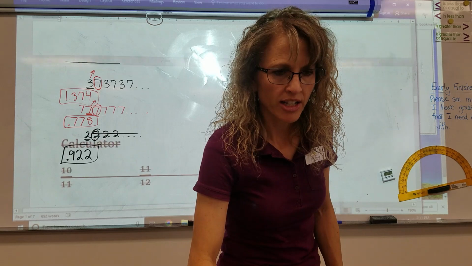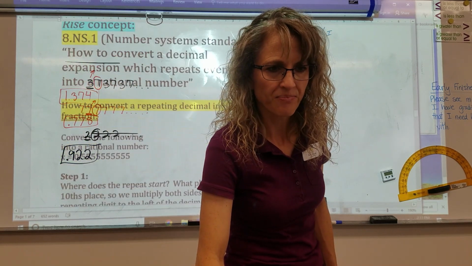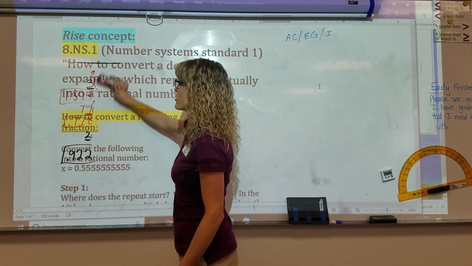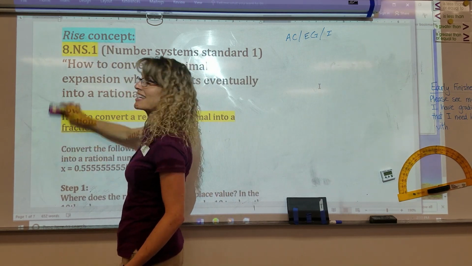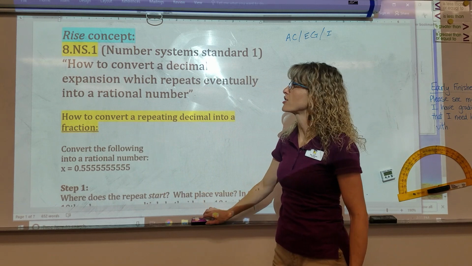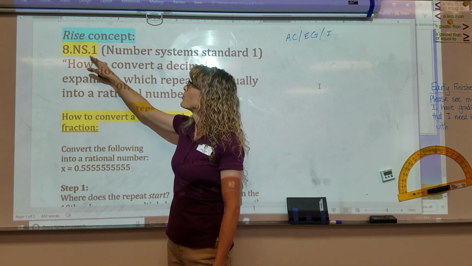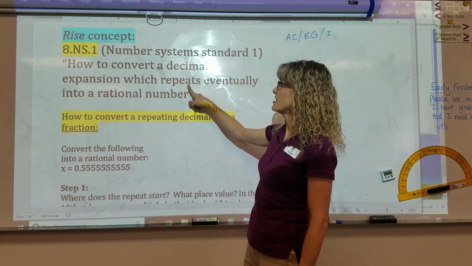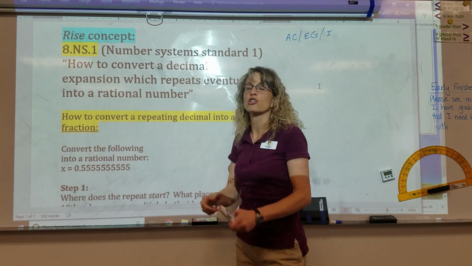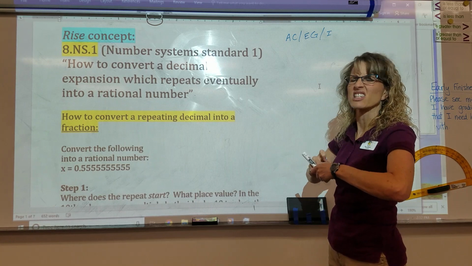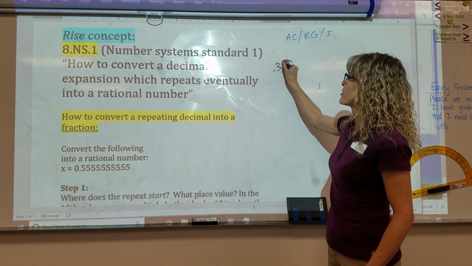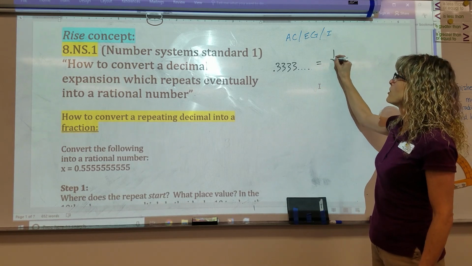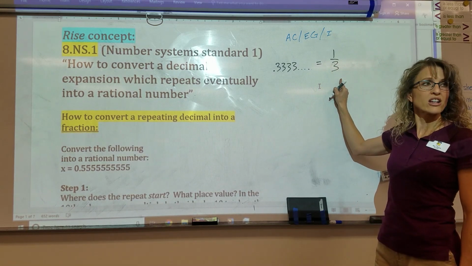Very good. All right, now we're going to do something super exciting. The next concept is not in your Saxon book. However, it is on your state standard test. It is a Common Core standard. It's number systems, number 1. How to convert a decimal expansion, which repeats eventually, into a rational number. What does that mean? It sounds fancy. It means take a number like 0.333 that repeats and turn it into a ratio, a rational number.